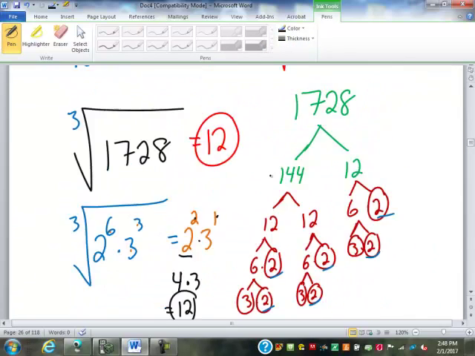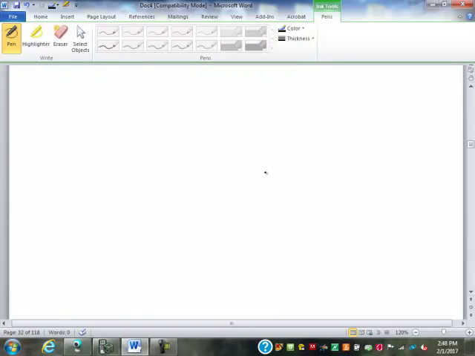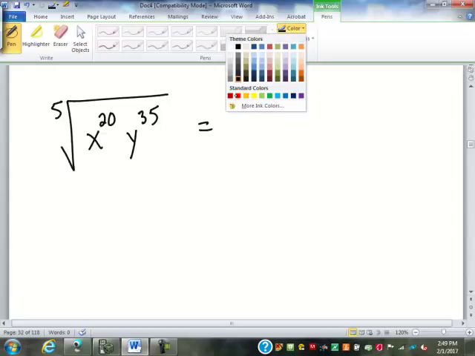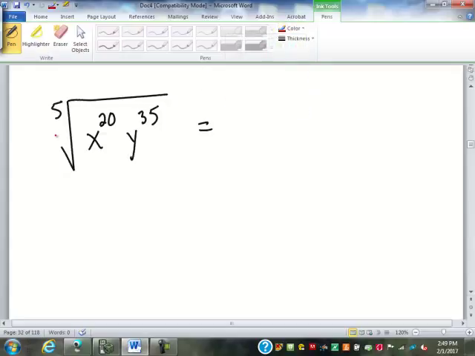Get this back down to the bottom of the page here. So with what we've learned so far, this one shouldn't be a shock to you. So we're taking a fifth root now. What do you think is going to happen to the powers on the variables? Divided by 5. So it'll be x to the 4th and y to the 7th, right? 35 divided by 5 is 7.